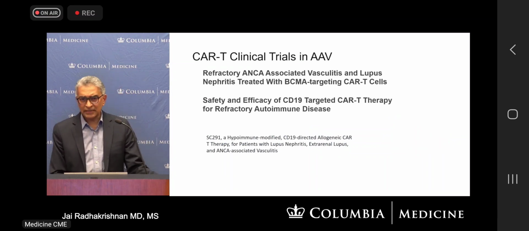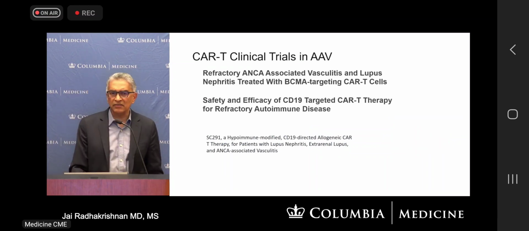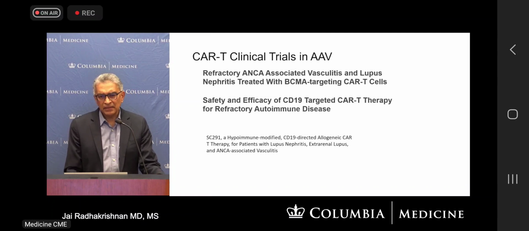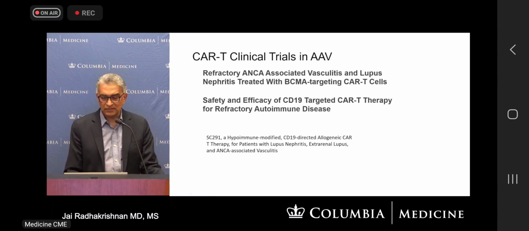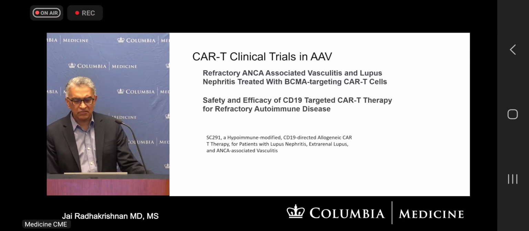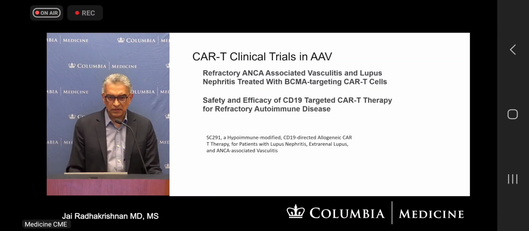There are 2 trials in China in refractory ANCA vasculitis. And there's one that is being considered in the US. It's not yet hit clinicaltrials.gov, but there's a strong chance it will. And this is going to look at a whole host of autoimmune diseases, including lupus.